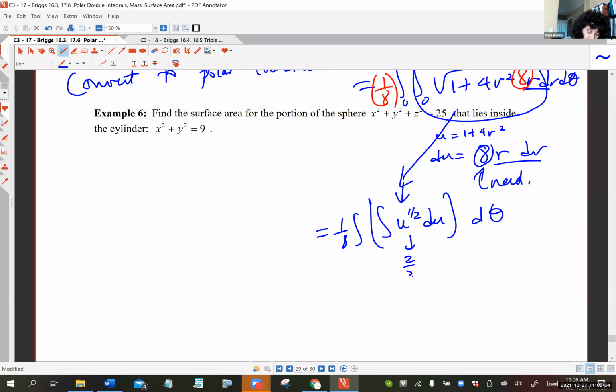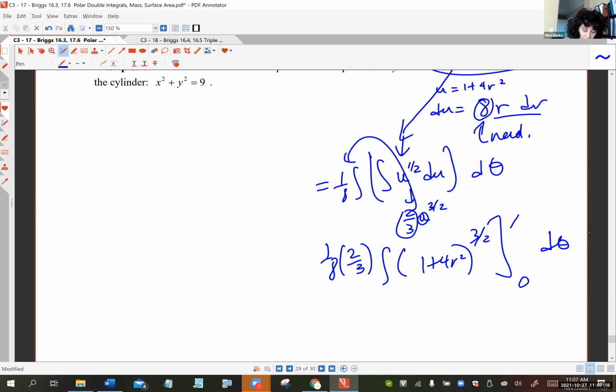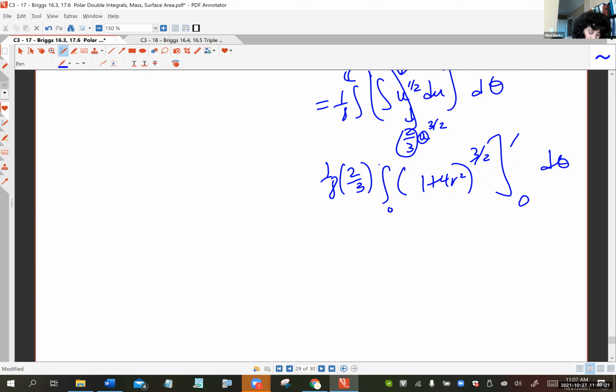This integrand is easy to integrate because you use the power rule. So you'll just get 2/3 u to the 3/2. And then I'd like you to back substitute for u. I'm going to pull the 2/3 out because it's just a constant multiple, and I'm going to evaluate 1 plus 4r squared to the 3/2 between the limits of 0 to 1. Yuck. And then we still have to integrate the last one from 0 to 2 pi.